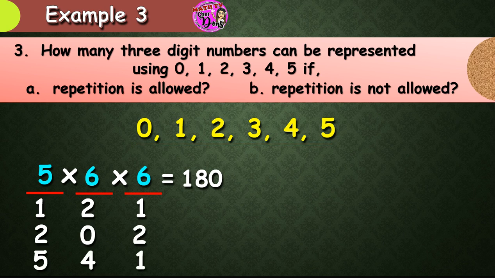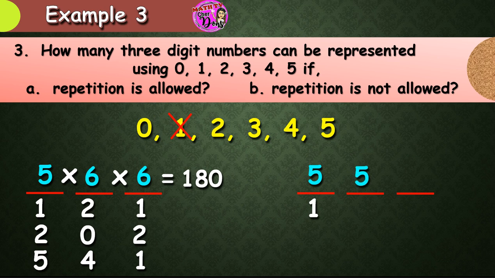Now, let us solve letter B. Repetition is not allowed. Again, we have 3-digit numbers. For the hundreds place, we cannot put 0, so the choices will be 5. Let's have an example and choose from the numbers 1 to 5. Let us have 1. So 1 is eliminated from the choices. And now we're going to include 0. So we have 5 for the tens place.